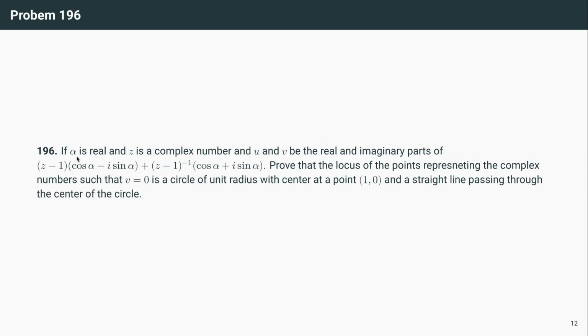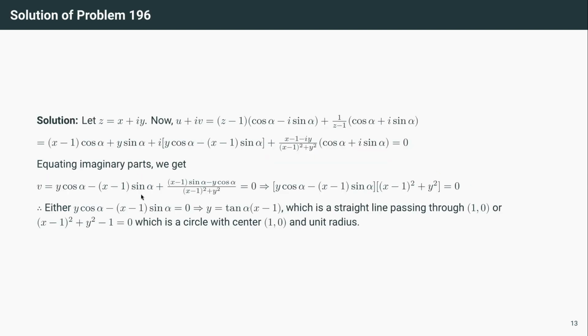Problem 196 says that if alpha is real and z is a complex number, and u and v are the real and imaginary parts of (z minus 1) into (cos alpha minus i sin alpha) plus (z minus 1) to the power minus 1 into (cos alpha plus i sin alpha), prove that the locus of the points representing the complex number such that v is equal to 0 is a circle of unit radius with center at the point (1, 0) and a straight line passing through the center of the circle.